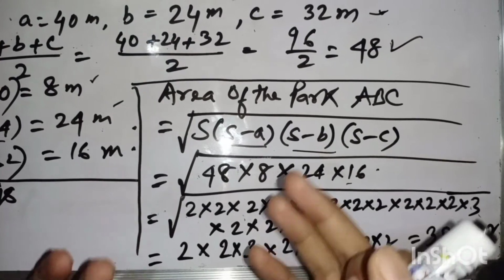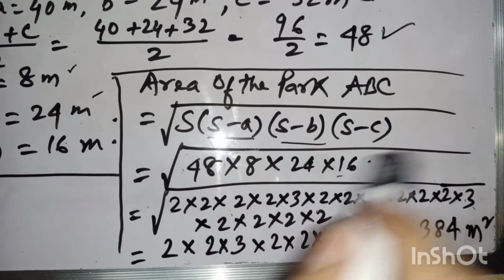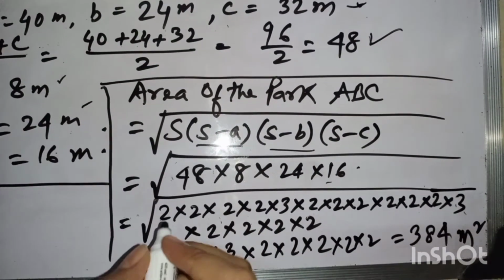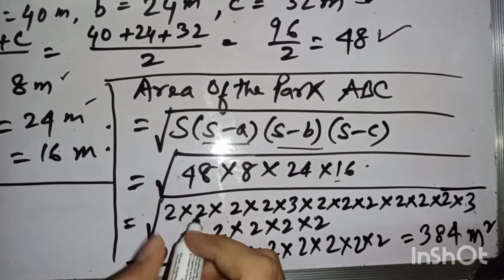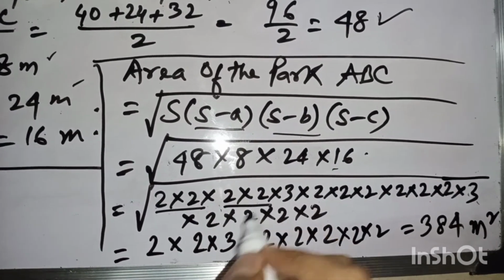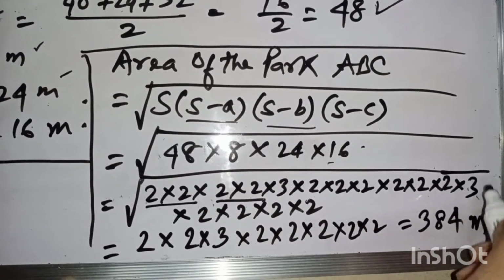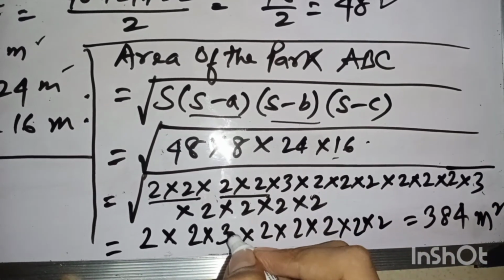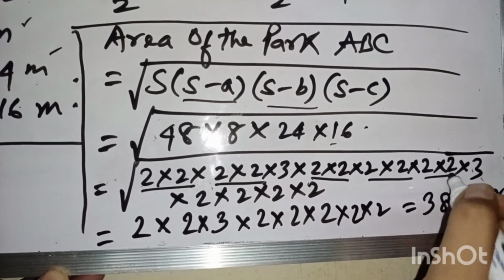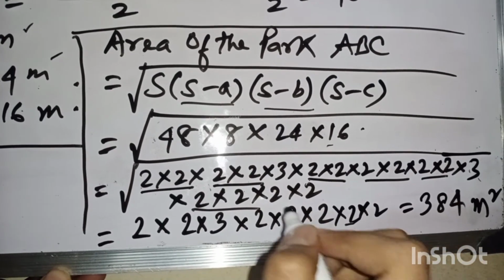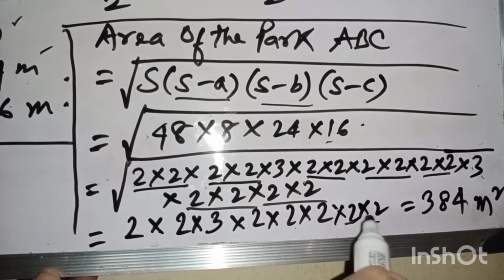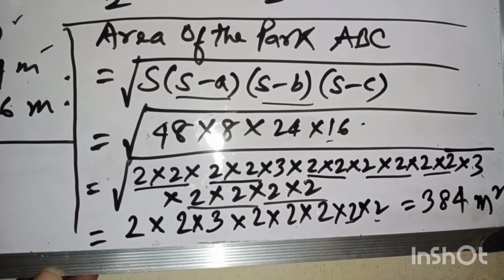Then, replacing the root symbol, from each pair of 2 and 2 we take one single 2. From this pair, this 2. From the pair 3 and 3, we take only one 3. This pair, a single 2; this pair, only a single 2; this pair, only a single 2; and this pair, only a single 2. Hence, 2 into 2 into 2 into 3 into 2 into 2 into 2 into 2 into 2 is equal to 384 meter square.